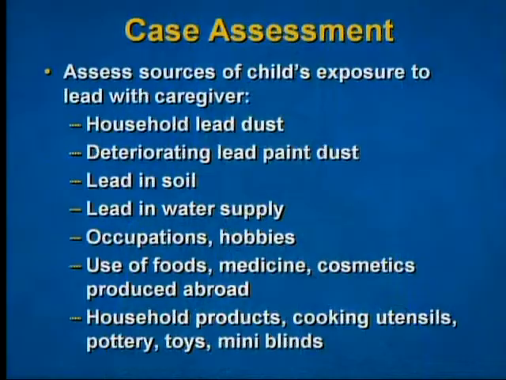But there was. Use of foods, medicines, cosmetics produced abroad, and then household products such as cooking utensils, potteries, toys, and mini blinds. On pottery, a lot of people immigrate here to Alabama from Latin America and Mexico, and there's lead in their pottery in certain instances. Other families go on vacation to Mexico and Latin America and bring home pottery, and we have found lead sources to be in that pottery. And then old mini blinds can be a culprit of lead that the children are exposed to.